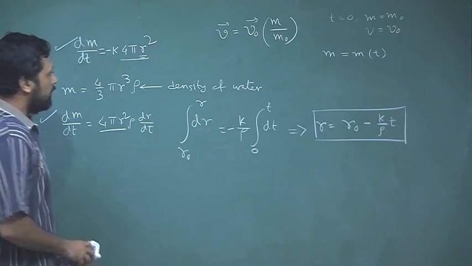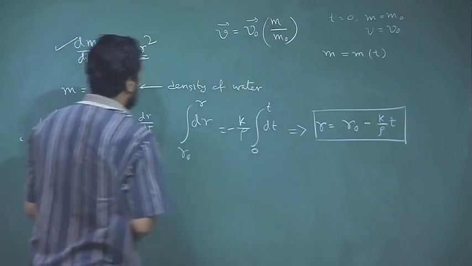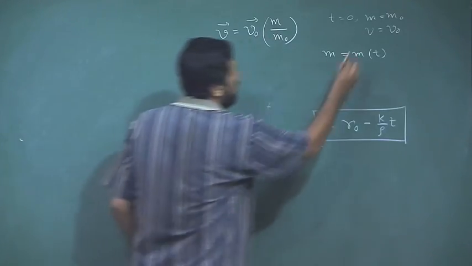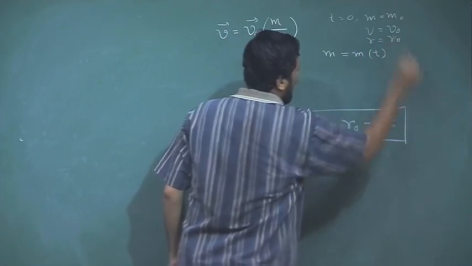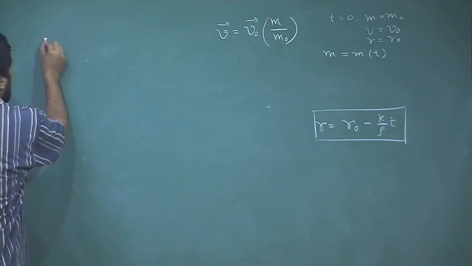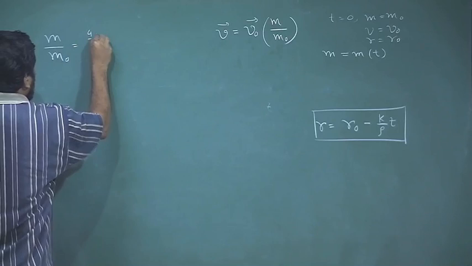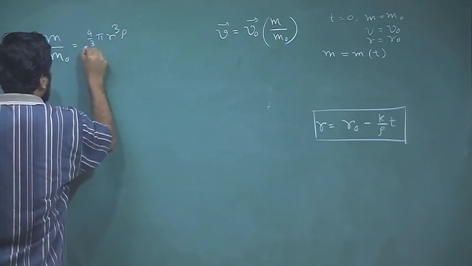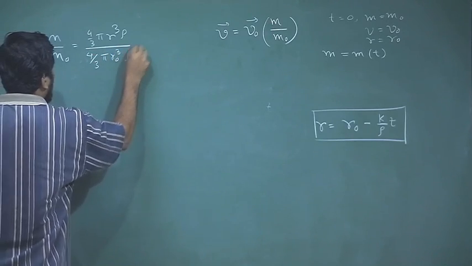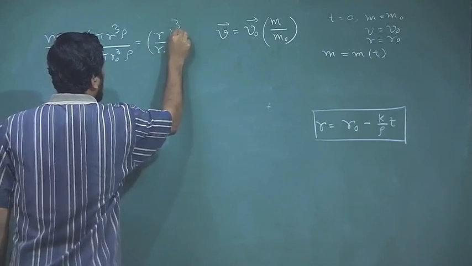Now, this is one relation and we already have another relation that V is equal to V0 times m by m0. So, what we can immediately do is, so at t equal to 0, r was equal to r0. So, put t equal to 0 here, you will get back r0. So, what we can do is, we can write m by m0 as 4/3 pi r cubed rho divided by 4/3 pi r0 cubed rho, which will be simply r by r0 whole cubed.